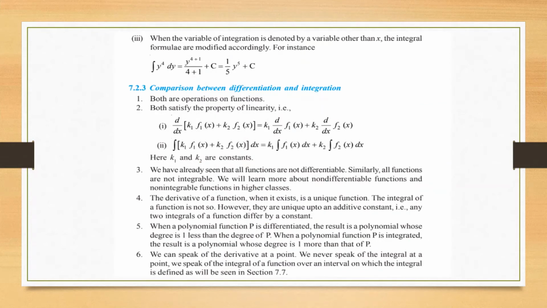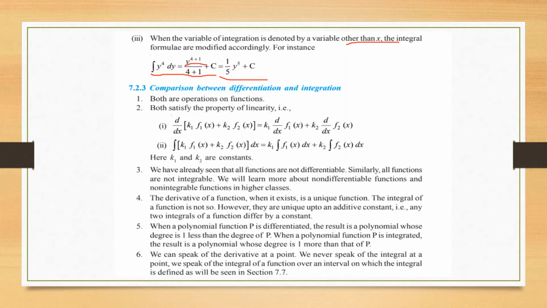When the variable of integration is denoted by a variable other than x, then the integral formulae are modified accordingly. For example, the integral of y raised to power 4 dy will be y raised to power 4 plus 1 upon 4 plus 1, plus c, that is 1 upon 5 y raised to power 5 plus c. So in derivative, the power reduces. In integral, it increases, and the denominator also has that power.